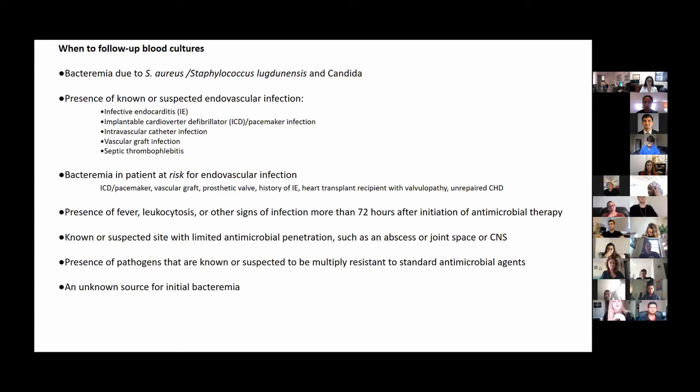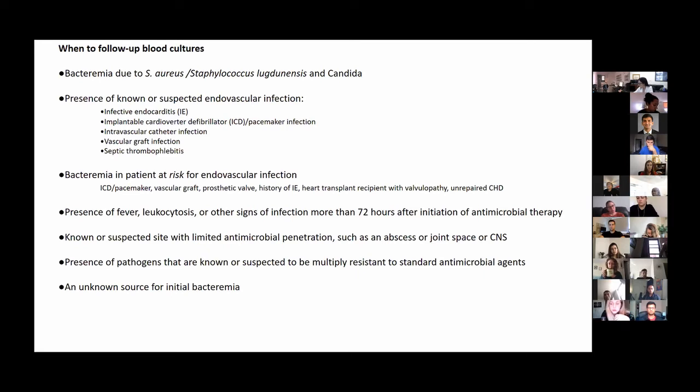So this is just to reinforce what we said. When to follow up blood cultures, really it's for staph. So Staph aureus is our number one. Staph lugdunensis, just so you remember the name, is a coag negative staph, but it acts like Staph aureus. So that one you should be familiar with, and Candida, which we're really not going to focus on. And the times when you worry the most is when you do suspect endovascular infection.